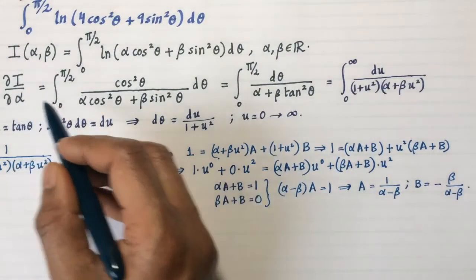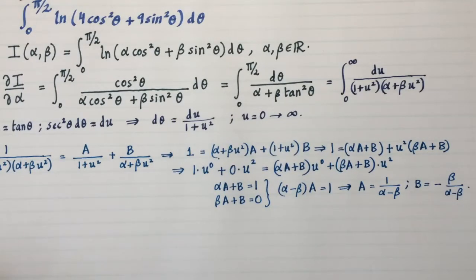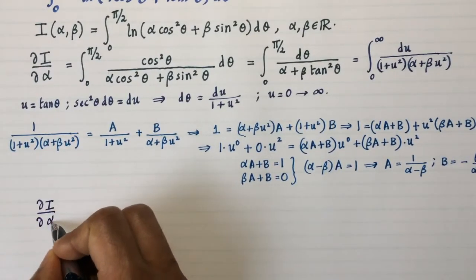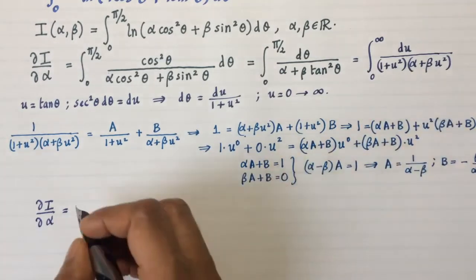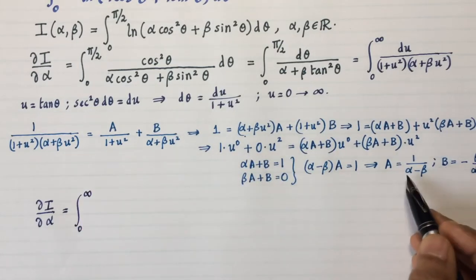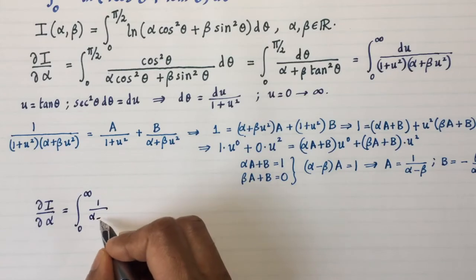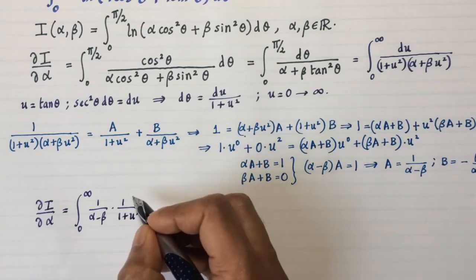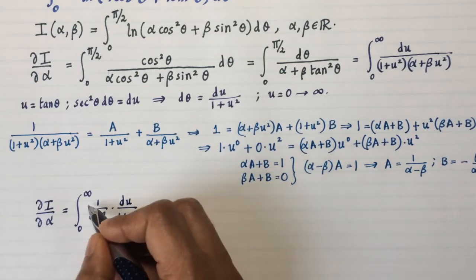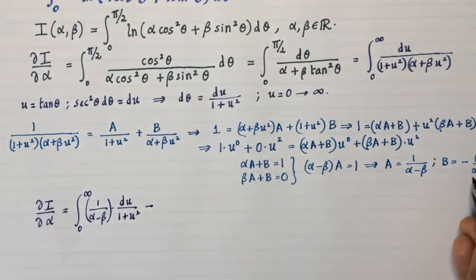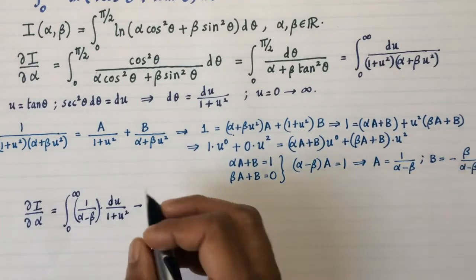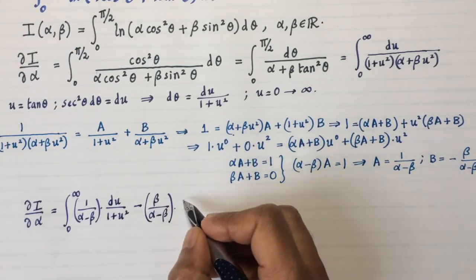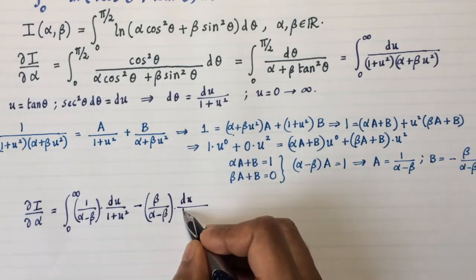So what I will now do is evaluate this integral. So going back, I'm going to write del I by del alpha is equal to, that thing is now equal to the integral 0 to infinity of 1 over alpha minus beta times 1 over 1 plus u squared du, plus minus, because b has got a minus, so that's minus beta over alpha minus beta times du divided by alpha plus beta u squared.